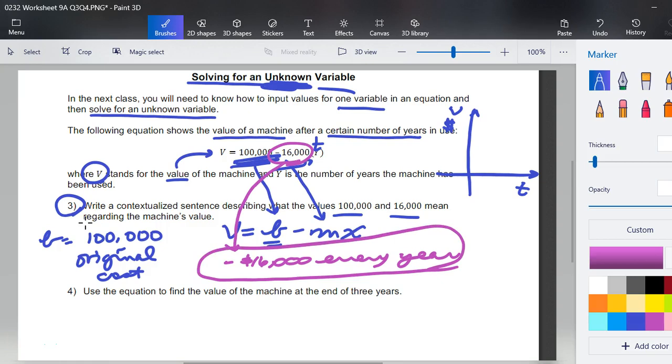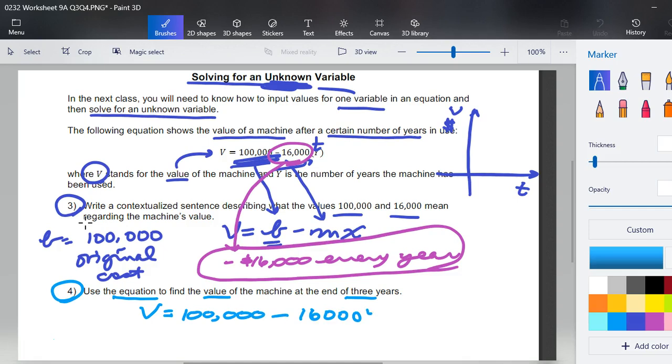If you haven't already tried question 4, this is a great place to stop, pause, get an answer for question 4, and then come back and let's do this together. Use the equation to find the value of the machine at the end of 3 years. So value is what we're looking for. They want us to use this equation.